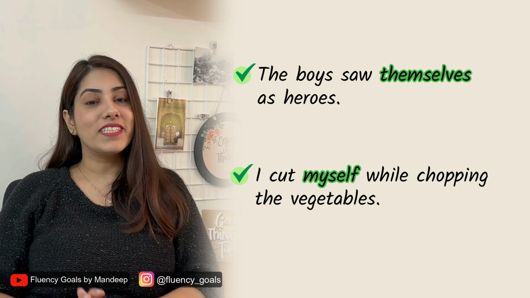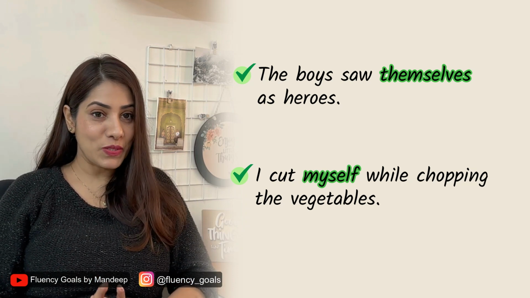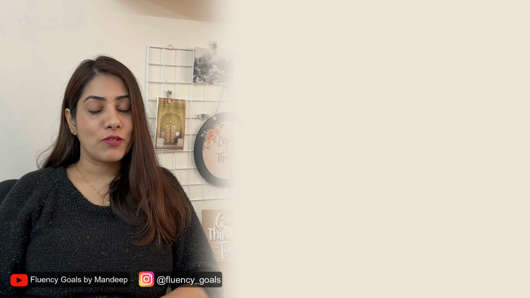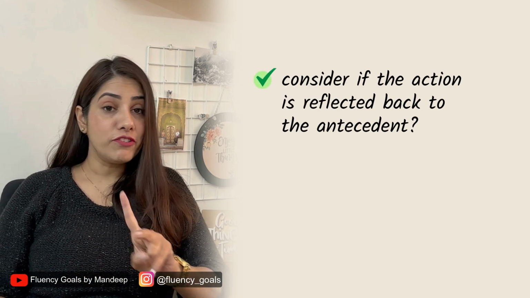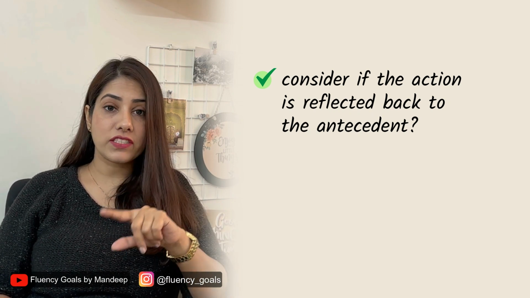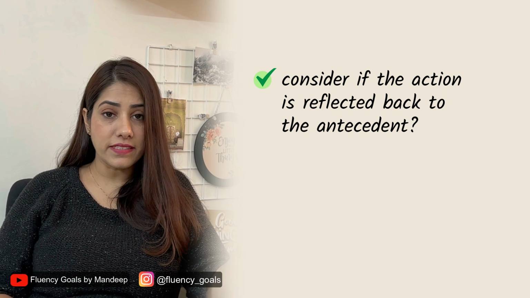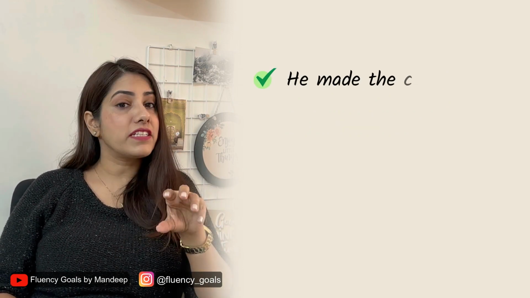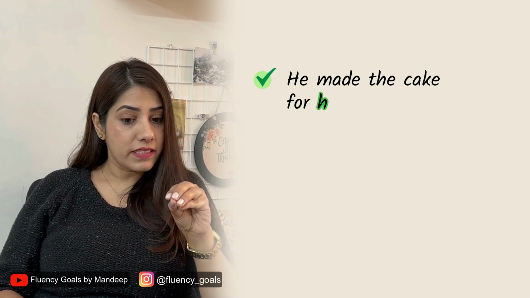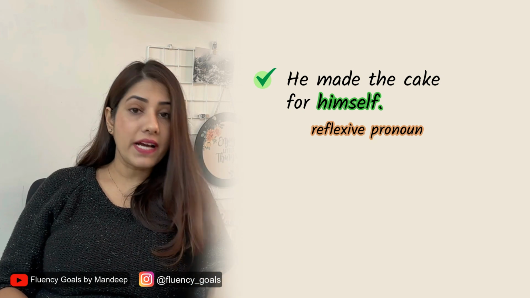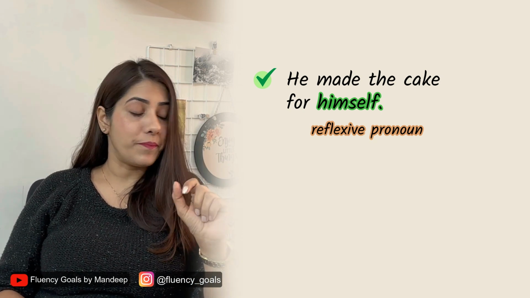Here the confusion is that the emphatic pronouns also contain self in them, and the reflexive pronouns also contain self. Now, the confusion can be cleared very easily by just identifying whether the action is reflected back to the antecedent. Take for example, he made the cake for himself. The action here is made. So the cake, did he make it for himself? So here it is reflecting back to the antecedent he.